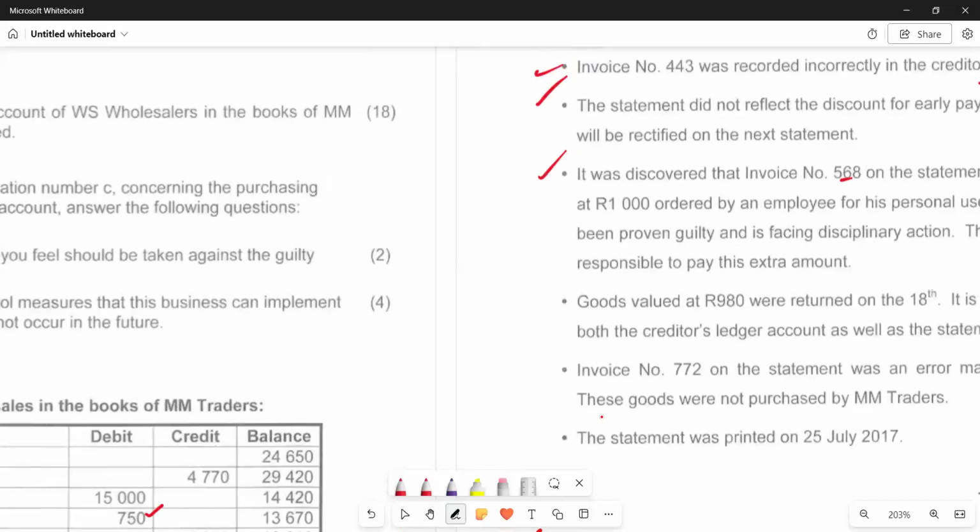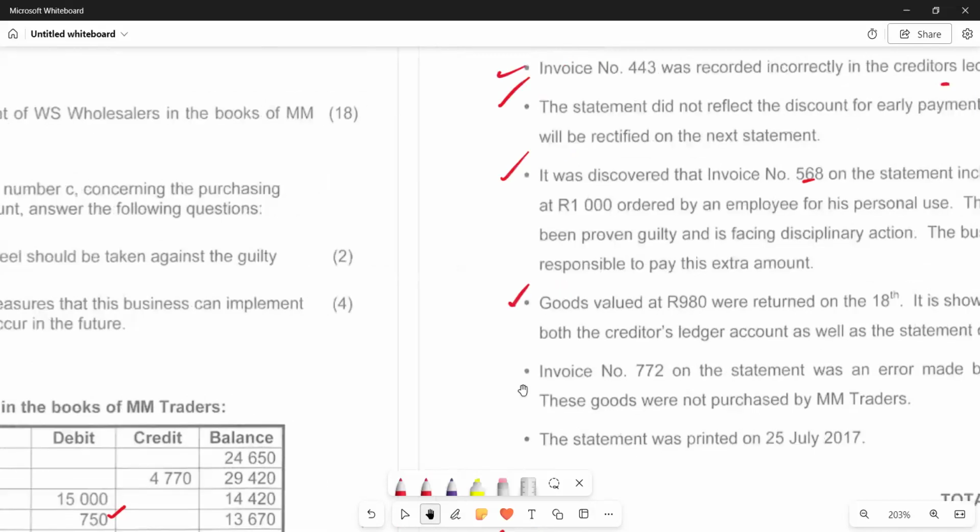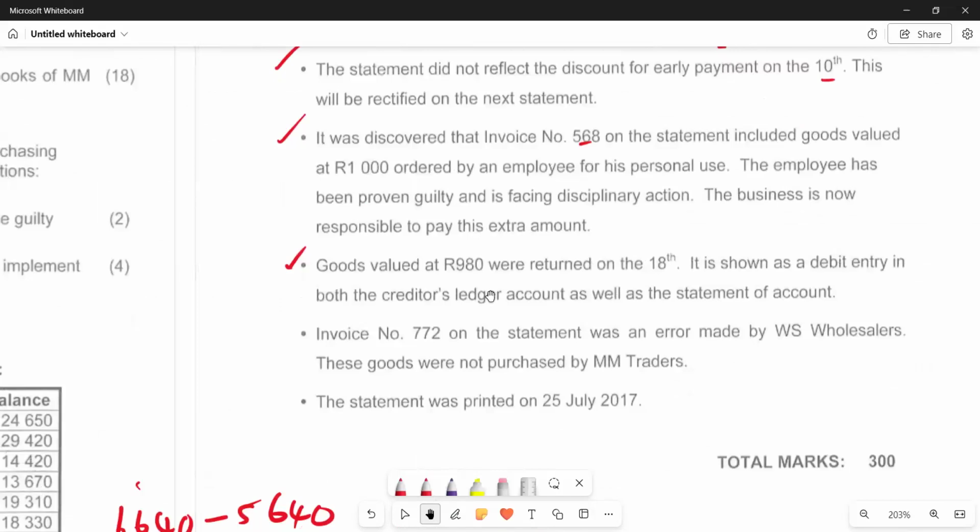So we have effected this one. We can go to the next one, which is this one. We're saying goods valued at 900 rands were returned on the 18th. It is shown as a debit entry in both the creditors ledger account as well as the statement of account. So these are the returns that are there, that are 980.